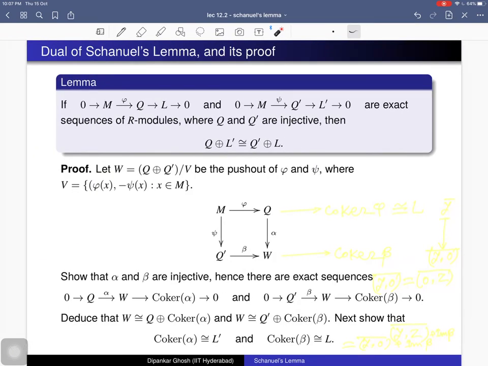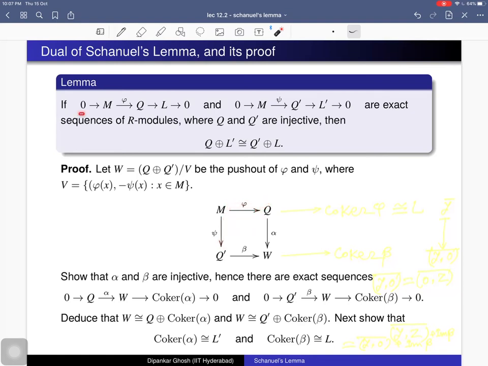And here is Schanuel's lemma for injective modules. So, again let me recall the statement. You consider an R module M, and suppose you have two injective R modules Q and Q prime, and from M to Q you have an injective module homomorphism. So, you have these two short exact sequences where the middle ones Q and Q prime are injective modules, then you can have this isomorphism. To prove this lemma, in this case we use the push out of these two maps.